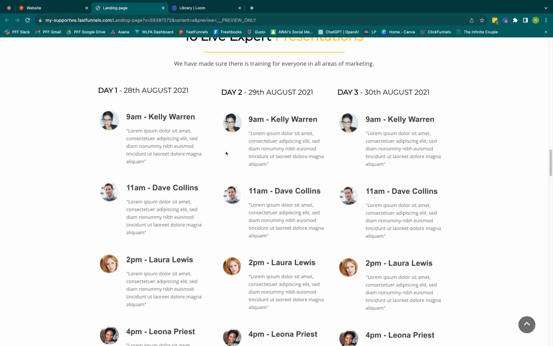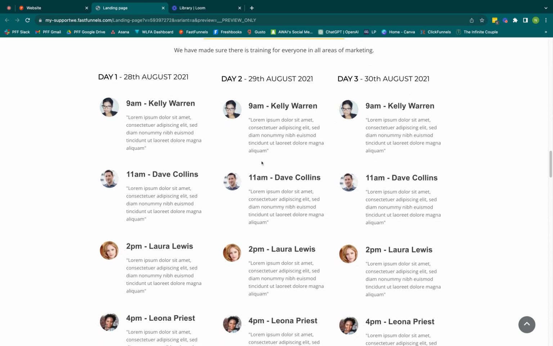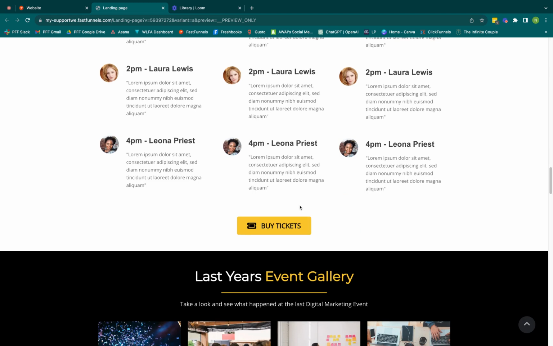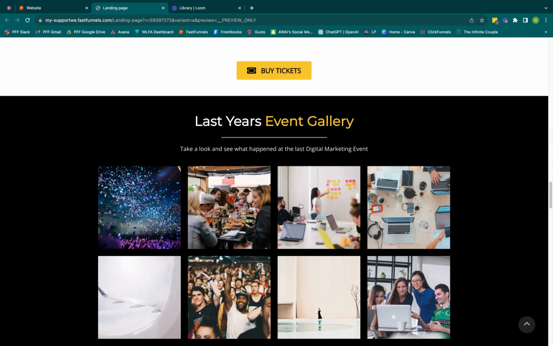So on day 1, we're going to be working on this. Day 2, we're going to be working on this. Day 3, we're going to be working on this. It just gives them more information in terms of what they can expect from attending your event. And then, of course, there's that buy your ticket, get your spot, secure your seat, whatever verbiage you want to use here, but it's another opportunity for them to make a purchase.